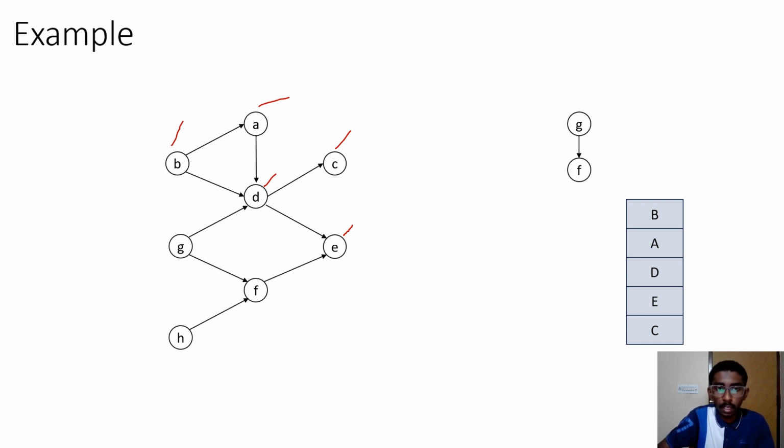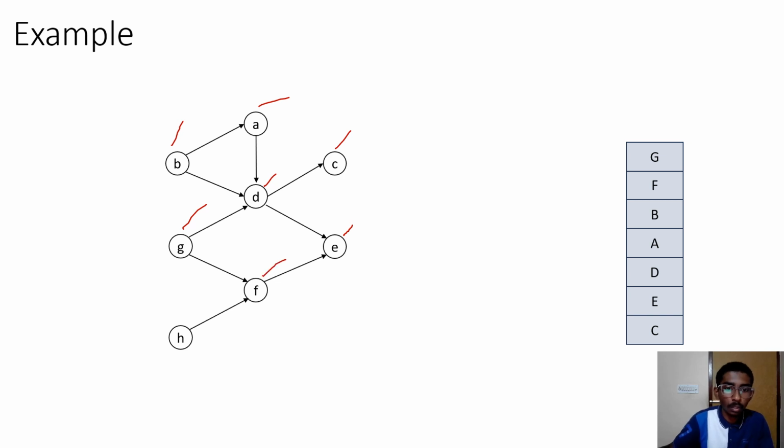Now the F element is reached and it is a dead end. We cannot go any further because E is already visited and there is no other element connected to F. So F gets removed and it gets added to the stack. Then G has also completely visited every element. So G also gets removed and it gets added to the stack. Now the only left out element is H.